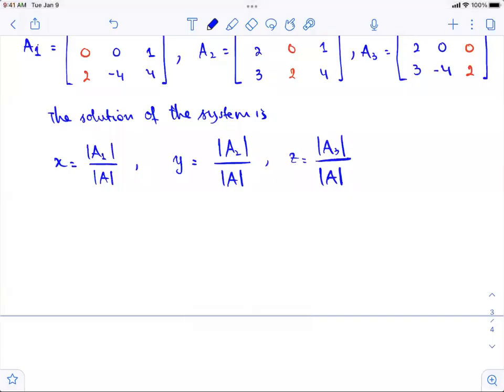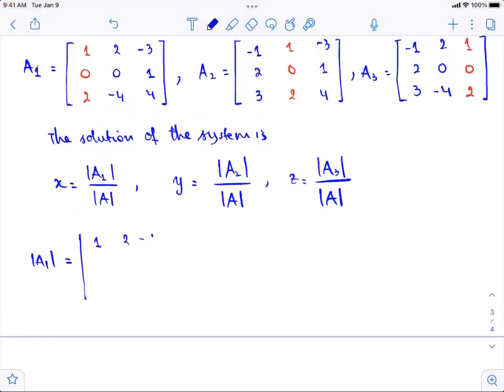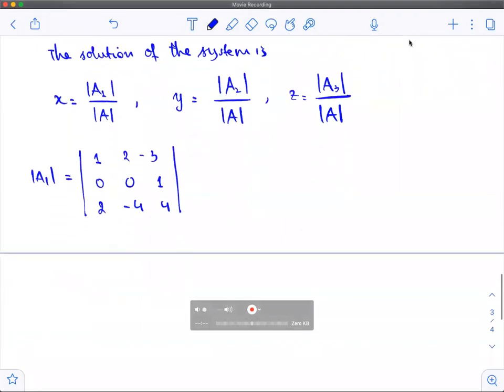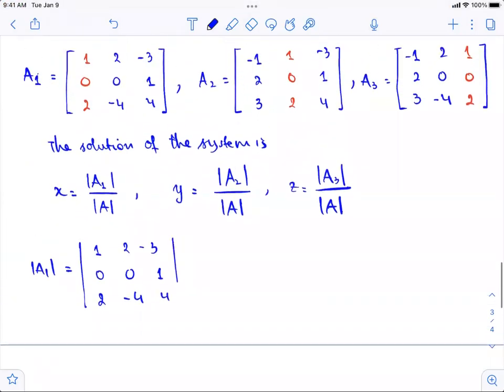So now let's calculate the determinant of A1. The determinant of A1 is 1, -3, 0, 0, 1, -4, 4. For this 3 by 3 determinant, you can calculate the minors and then the corresponding cofactor, or you can just use the formula. Sorry, this is 4.